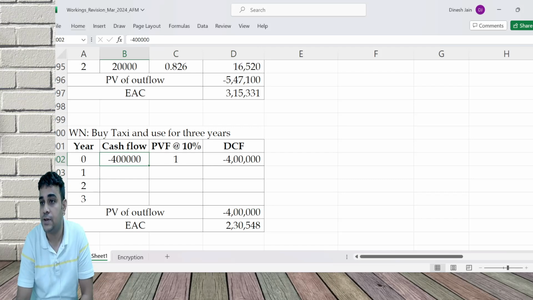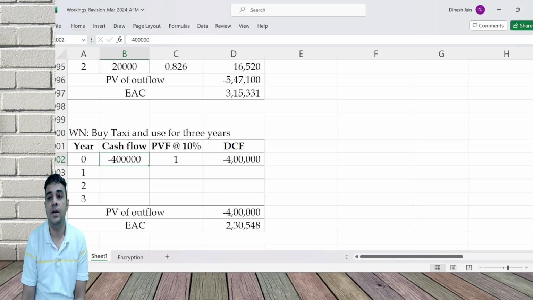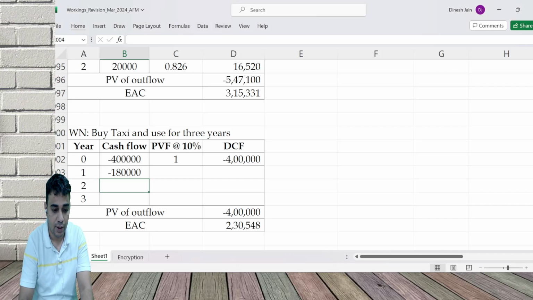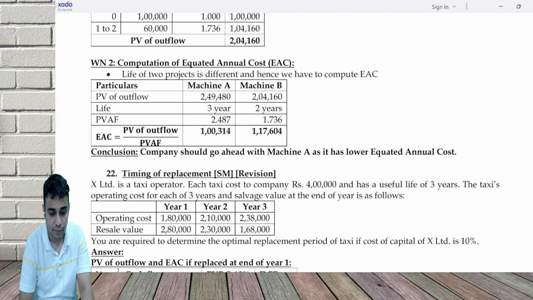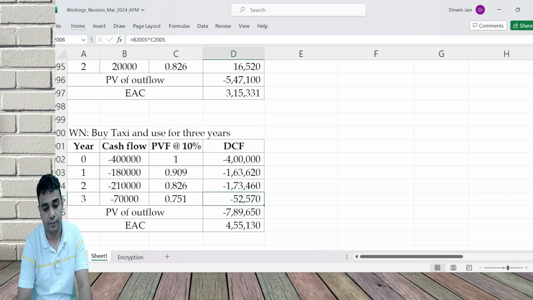Any doubts on the second option first? A fairly simple category of question. ICAI material has a lot of things in this. Year 0 negative 4 lakh. Year 1 how much? 1 lakh. Year 2, year 3, negative. 0.909, 0.826, and 3 year annuity factor.